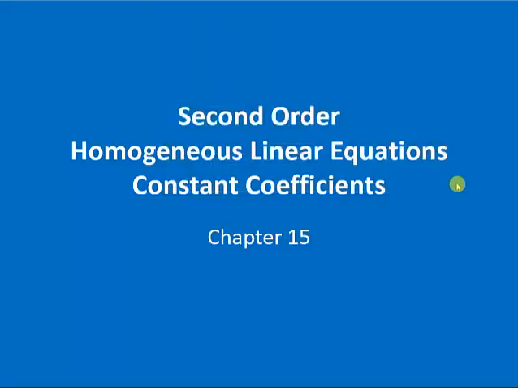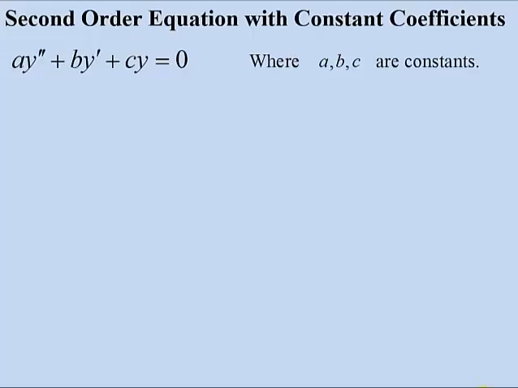So in Chapter 15, this is the name of what we're trying to do. Notice that we have differential equations where the coefficient of the second derivative, first derivative, and the variable y are all constants. That's linear. And it's equal to 0, homogeneous.